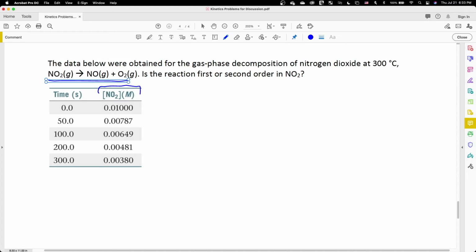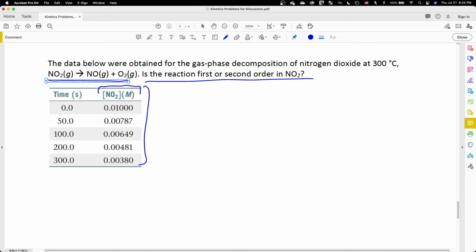And it's asking you, based on this information right here, is this reaction first order or second order with respect to nitrogen dioxide? Okay, nitrogen dioxide. I might have said nitrite earlier. I meant to say nitrogen dioxide. I apologize. Anyway, how do we tell?